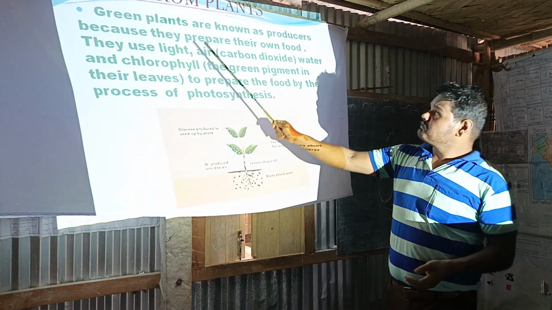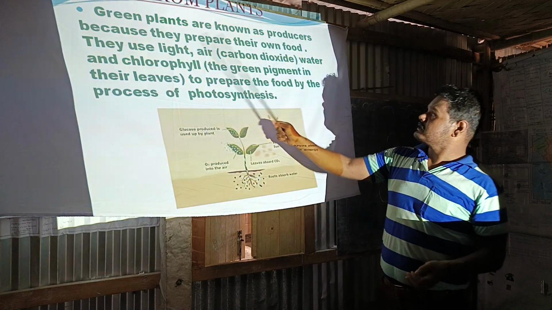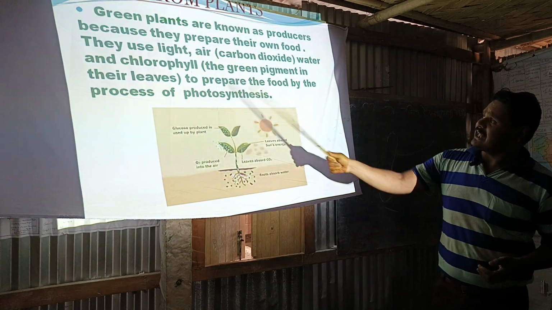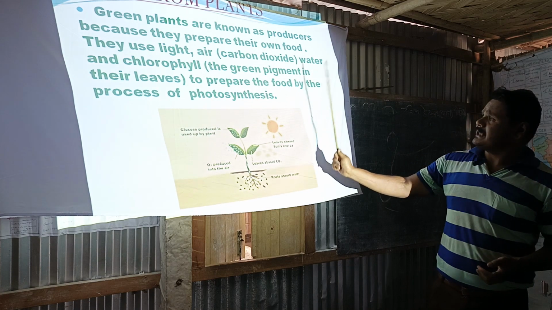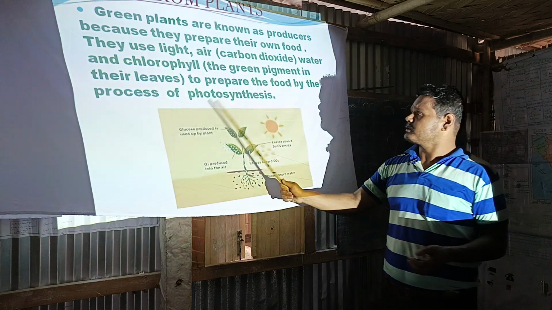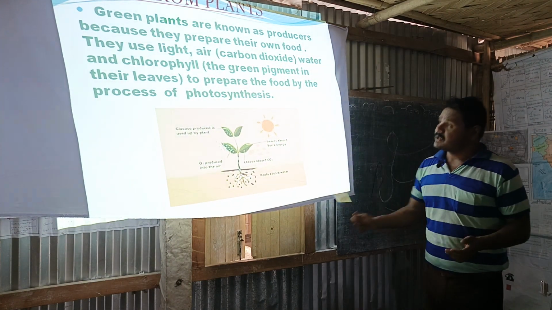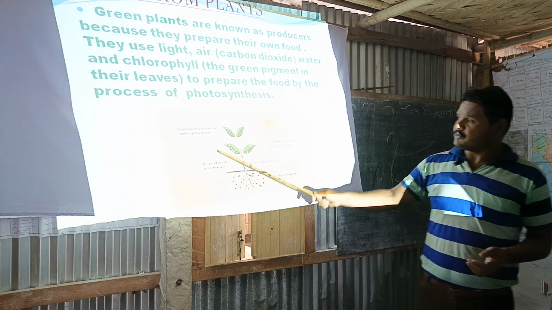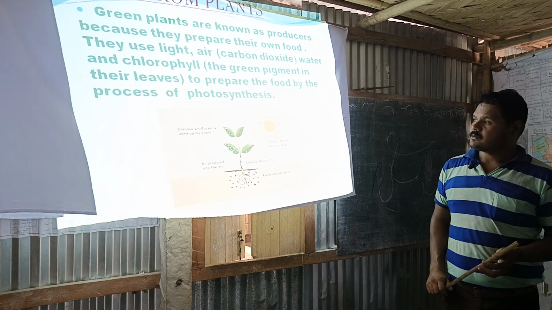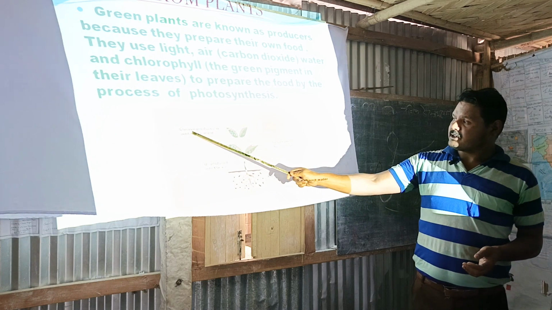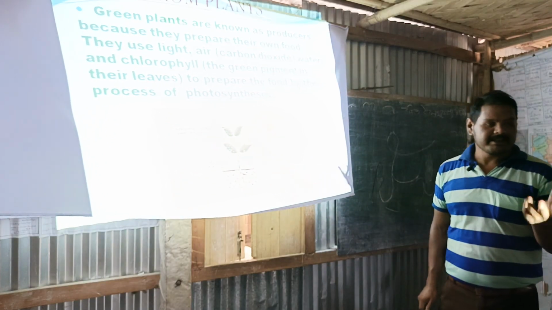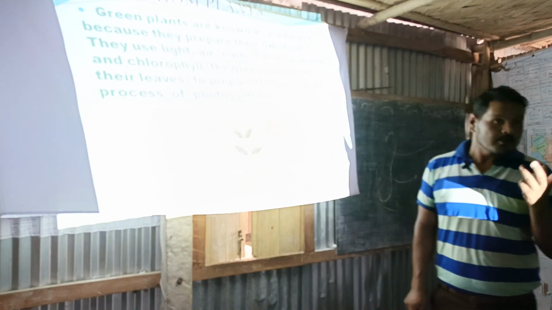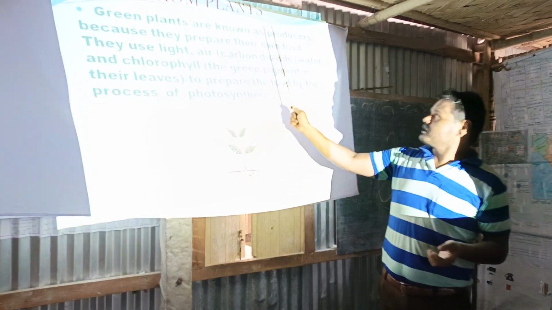Now, green plants are known as producers because they prepare their own food. They use light, air, carbon dioxide, water, and chlorophyll, the green pigment in their leaves, to prepare the food by the process of photosynthesis. Now, look at this diagram carefully. The glucose produced is used by the plants. This is the main thing they produce. Okay, glucose.